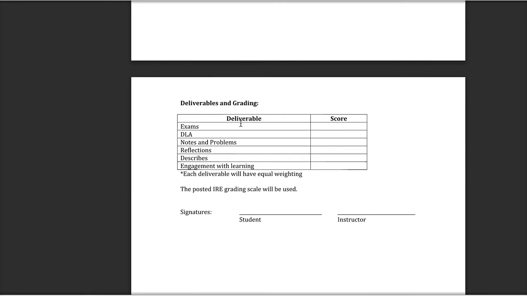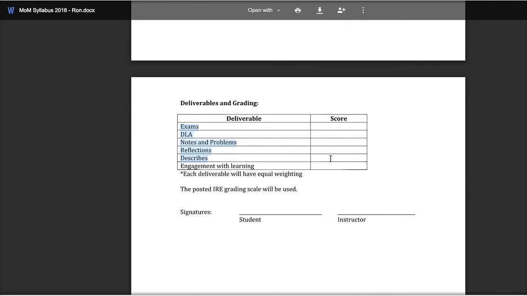Here's how we do the grading. There will be an exam, a DLA, notes and problems, reflections, describes, and engagement with learning. I will give you a score from 0 to 5 in every one of these. These four, the exam, DLA, notes and problems, and describes, that's 5, should be in a binder. Nicely organized, 3-ring binder. I will be grading that binder at the final exam, and that's when you will get the score.